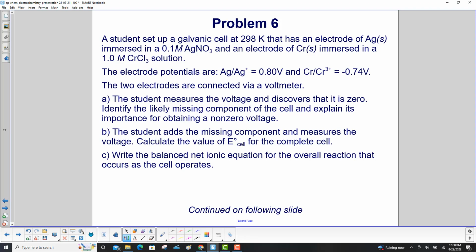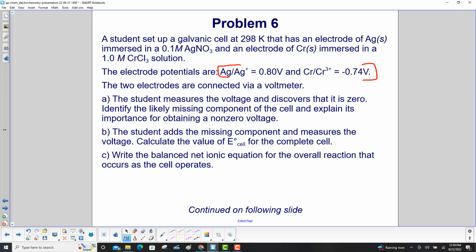A student set up a galvanic cell that has an electrode of silver immersed in a 0.1 molar silver nitrate solution and an electrode of chromium immersed in a 1.0 molar chromium chloride solution. Here are the electrode potentials, one for silver, one for chromium. The two electrodes are connected via a voltmeter. The student measures the voltage and discovers that it is 0. A. Identify the likely missing component of the cell and explain its importance for obtaining a non-zero voltage.